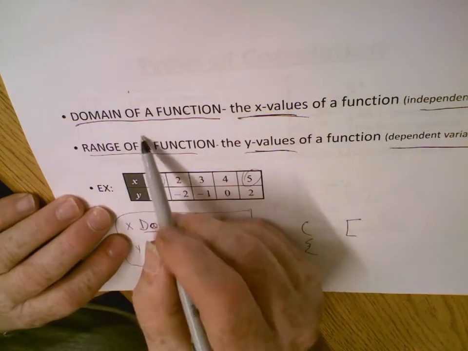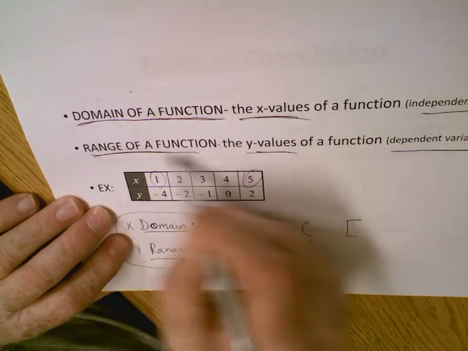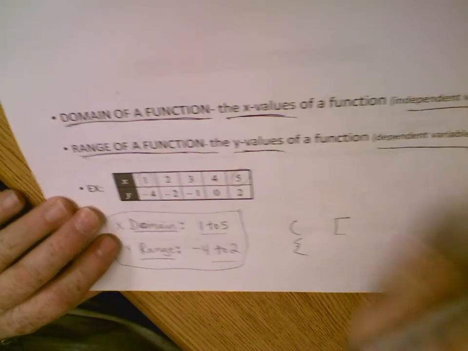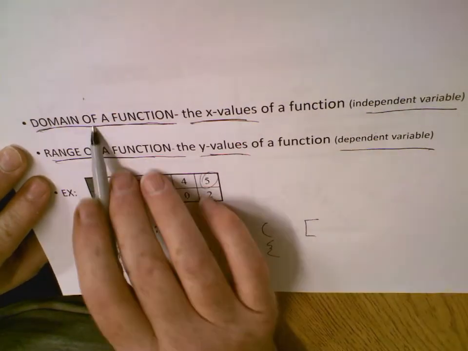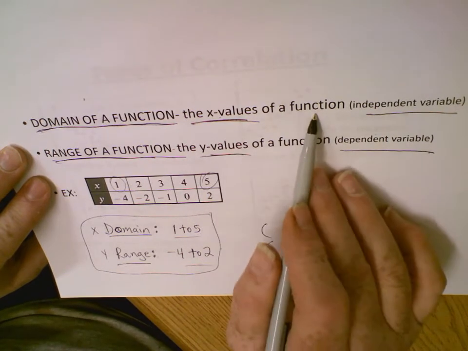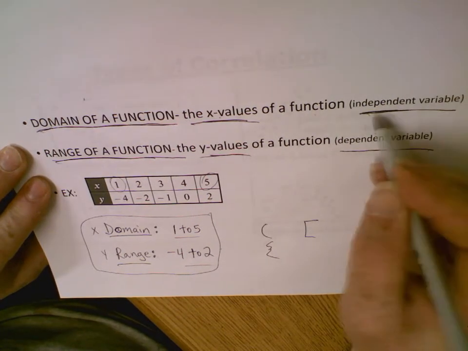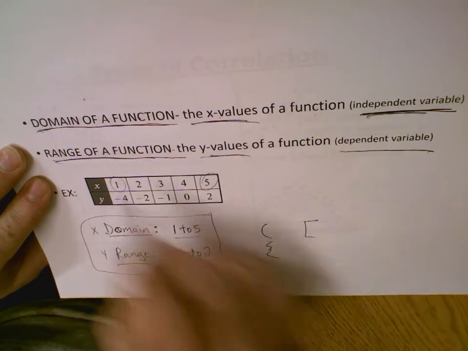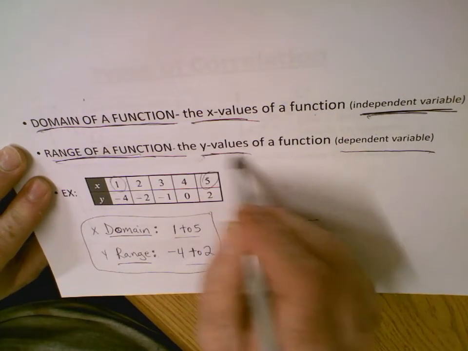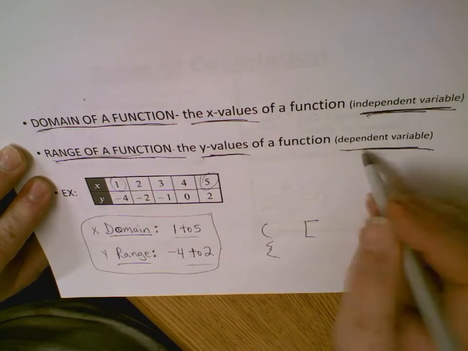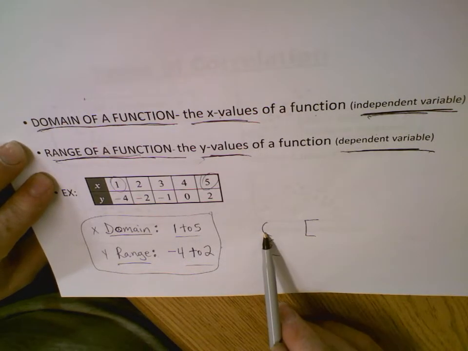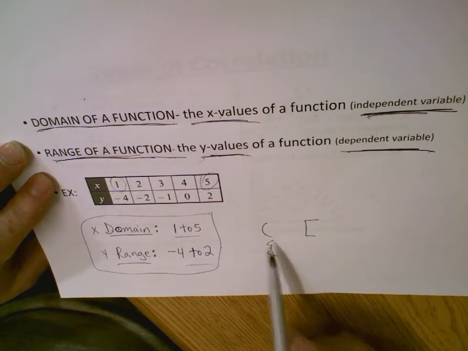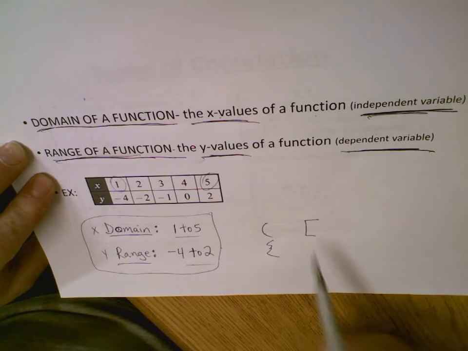In that, you have a domain and a range. You've probably talked about domain and range before in other math classes. The domain is all the x values of the function, or all the independent variable values. The range is all the y values, or the dependent variables. Some classes might tell you to list your domain and range in parentheses, braces, brackets, whatever.